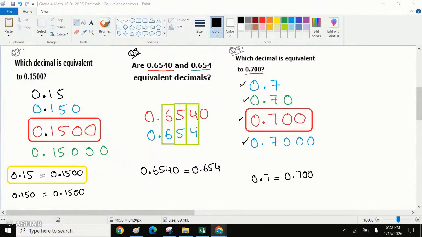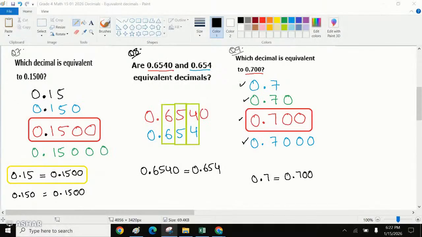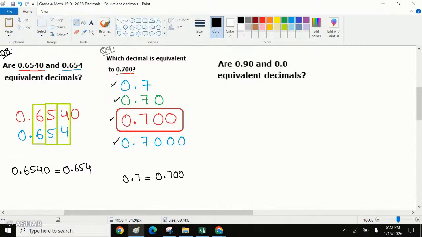So the next question, let's see. Are 0.90 and 0.0 equivalent? Are these two numbers equivalent decimals? Let's see what the numbers are given to us in question number 10. The first number was 0.90, right? And the second number was 0.0. So we can add an additional 0.